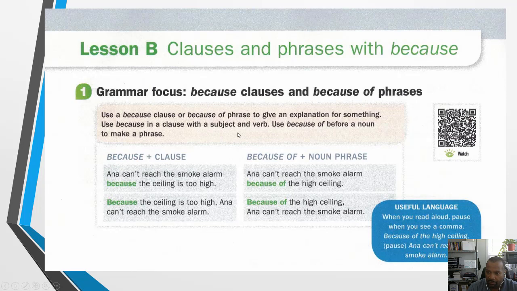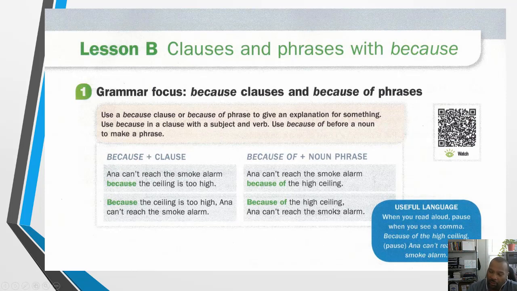Let's skip down, before we go into our examples, let's skip down to useful language. Maybe this will help us. When you read aloud, pause when you see a comma. Okay, that makes sense. When we see a comma, we stop and pause really quick, right? Because of the high ceiling, pause, and I can't reach the smoke alarm. Okay?